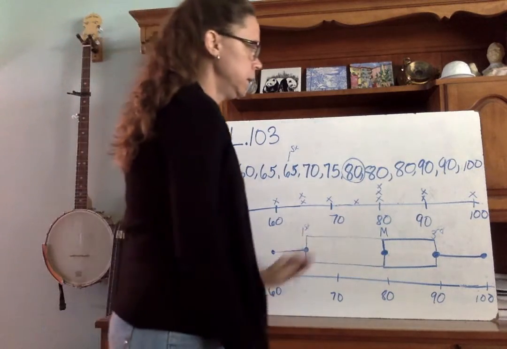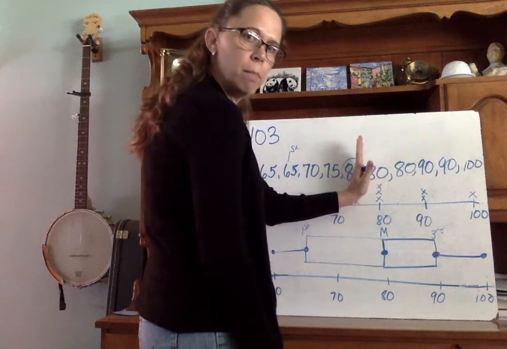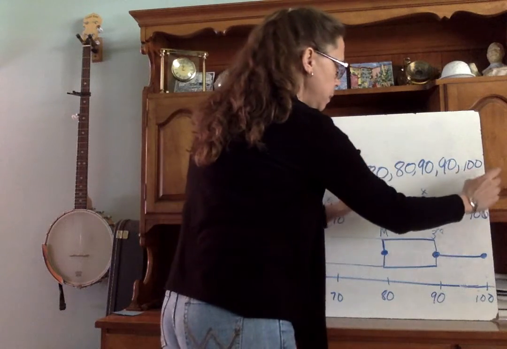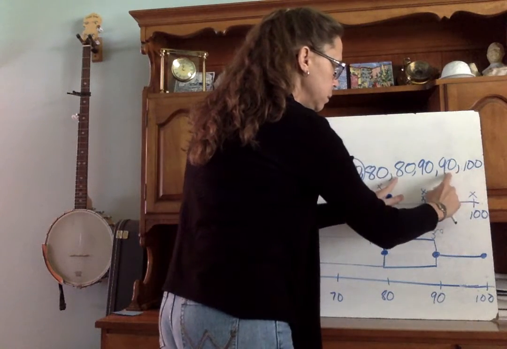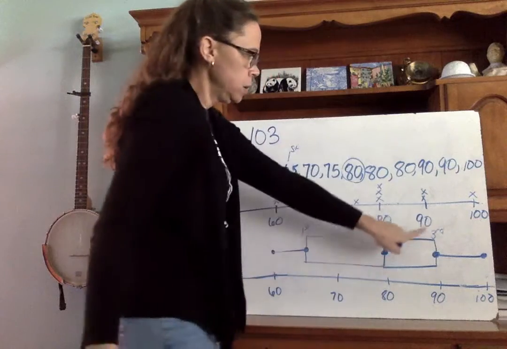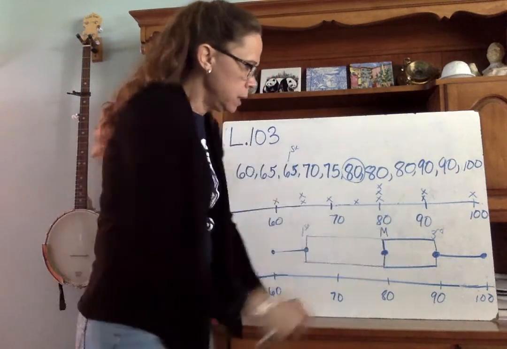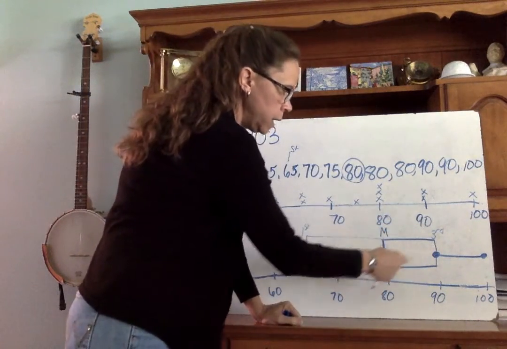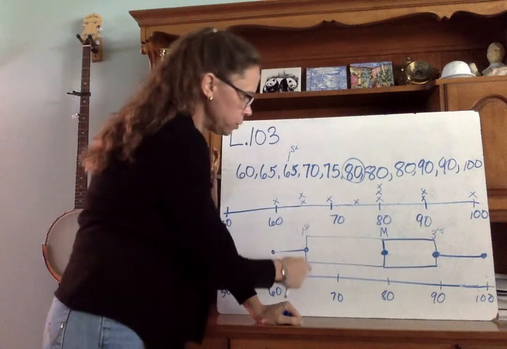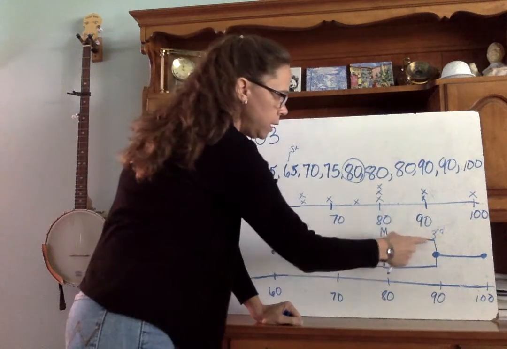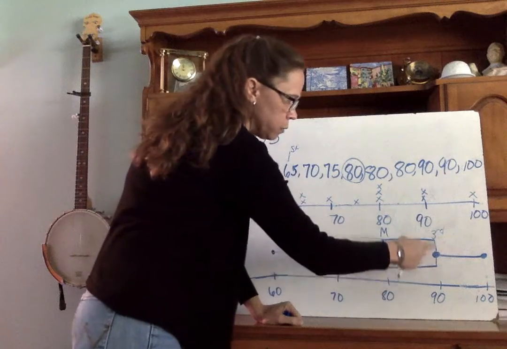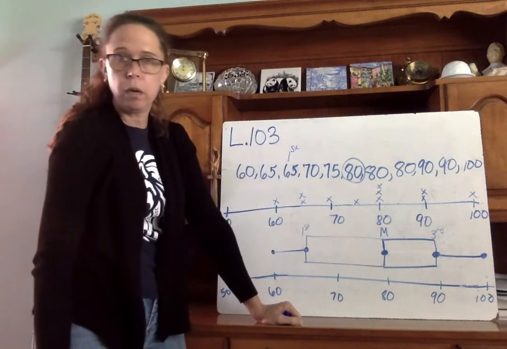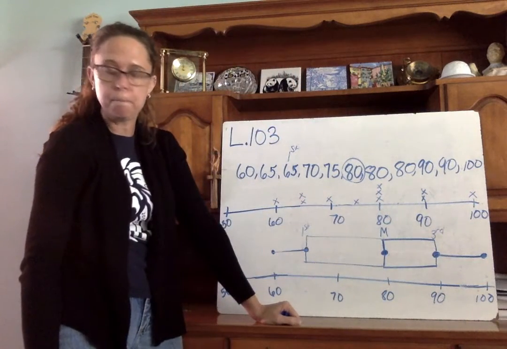Third quartile. You guessed it, we're going to look at the numbers above the median. I'm going to find the middle one of those. Here it is, 90. So I put a dot on my 90. On my median, I'm going to draw a line through. Third quartile, first quartile, draw a line through. And then I'm just going to complete a big rectangle to make the box of my box and whiskers.